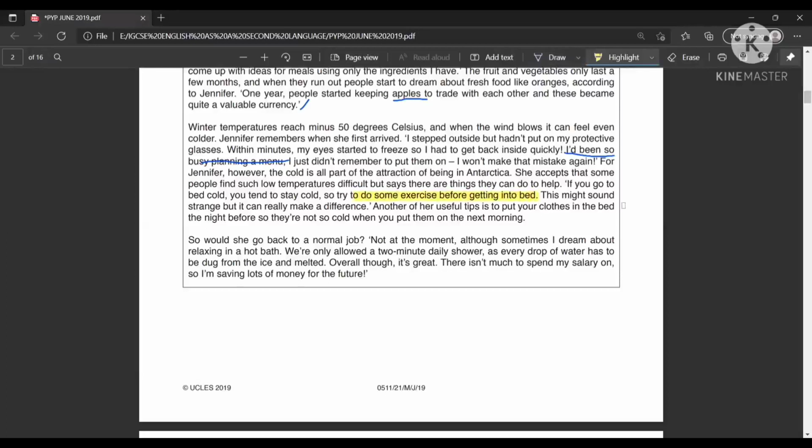This is one of the details. This might sound strange, but it can really make a difference. Another of her useful tips is to put your clothes in the bed the night before so they are not so cold when you put them on the next morning. So what is the next useful tip she gave? To put your clothes in the bed the night before.